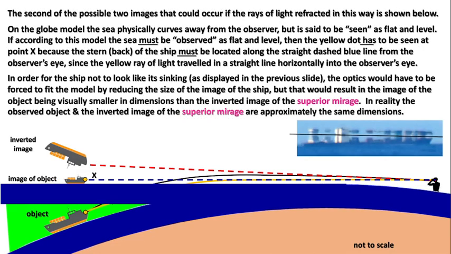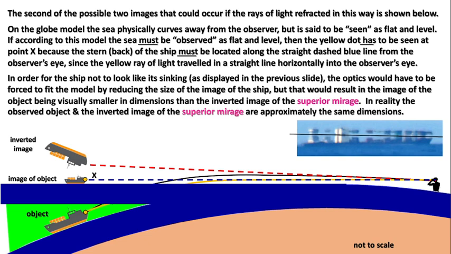The second of the possible two images that could occur if the rays of light refracted in this way is shown below. On the globe model, the sea physically curves away from the observer, but is said to be seen as flat and level. If, according to this model, the sea must be observed as flat and level, then the yellow dot has to be seen at point X, because the stern of the ship must be located along the straight dashed blue line from the observer's eye, since the yellow ray of light traveled in a straight line horizontally into the observer's eye.